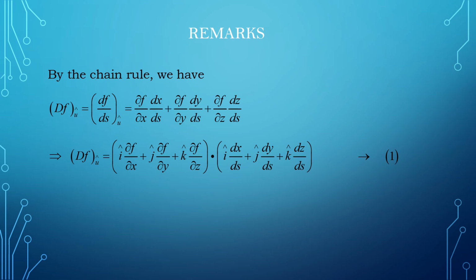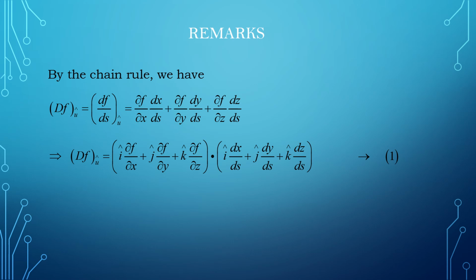Now, let us understand a process of finding the directional derivative of a given scalar field in the direction of a given vector. We can't apply the classical formula to find the directional derivative of a given scalar field in the prescribed direction. So we need a working process to find the directional derivative. So we have to understand the following remarks.